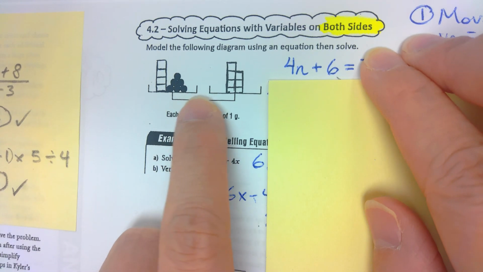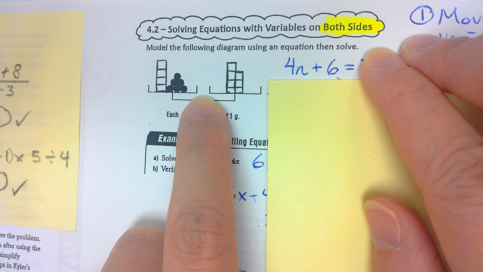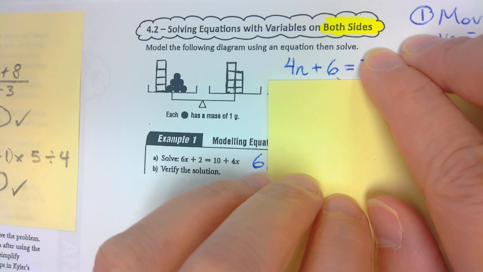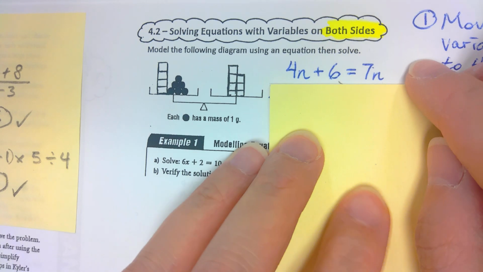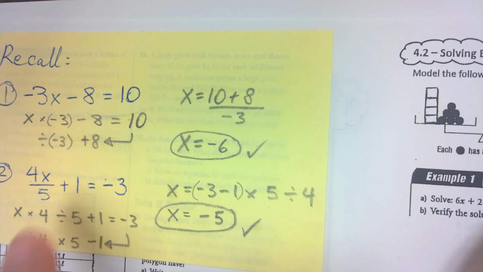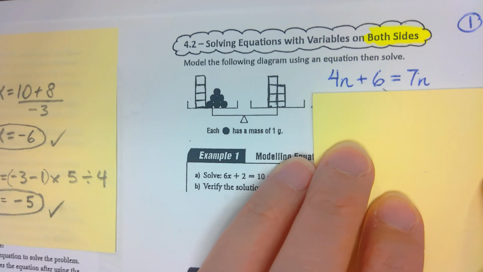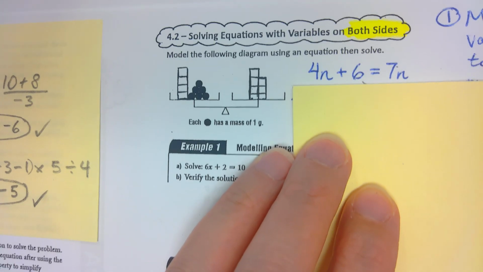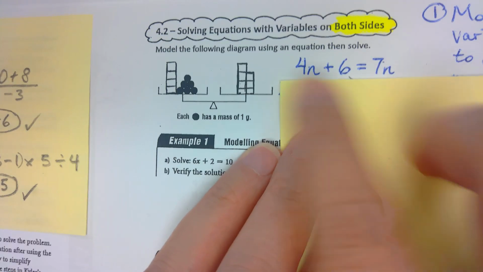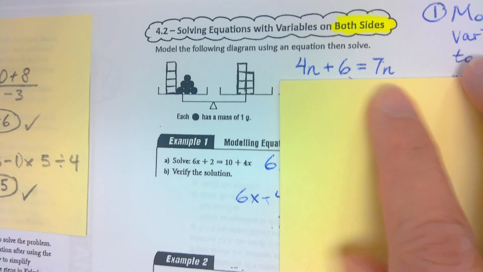Okay. And notice the balance is equal, it's equal on both sides. What is on the right side then? 7n. Good. Okay. So what's the difference between this equation and these equations that we did yesterday? What's the difference? Yeah. There are variables on both sides. There's 1 variable, but it's on both sides, right? Because it's the same variable.